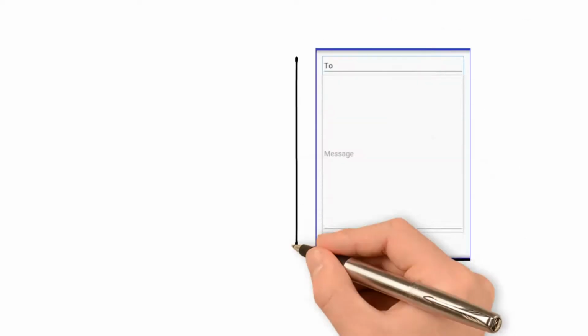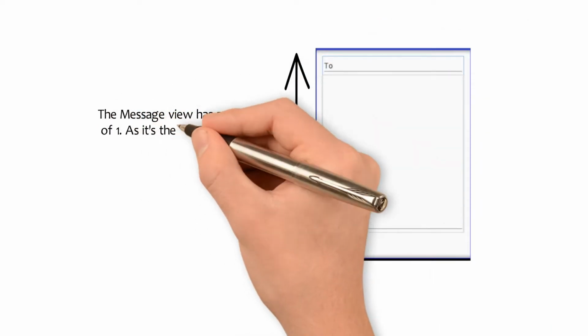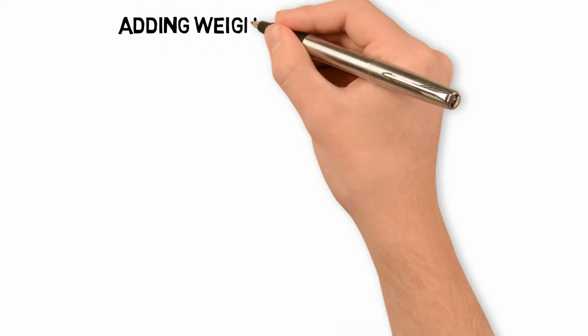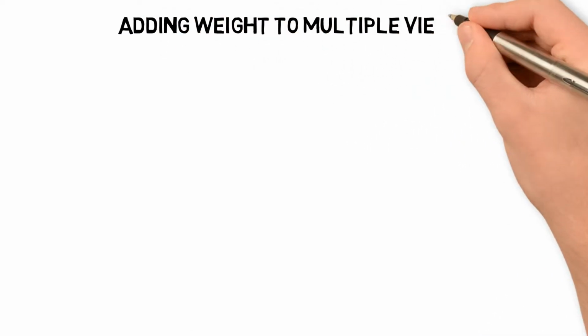Giving the message editable text field a weight of 1 means that it takes up all of the extra space that's not used by other views in the layout. This is because neither of the other two views have been allocated any weight in the layout XML. In this example, we only had one view with a weight attribute set, but what if we had more than one?